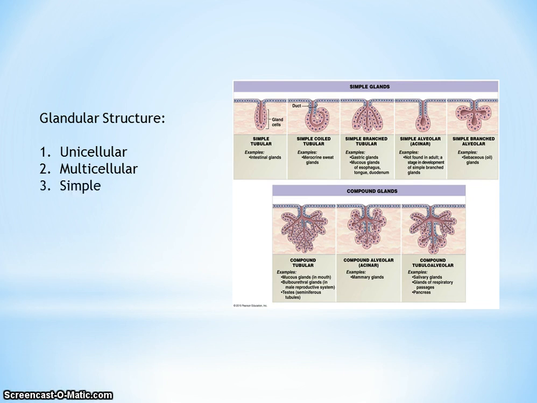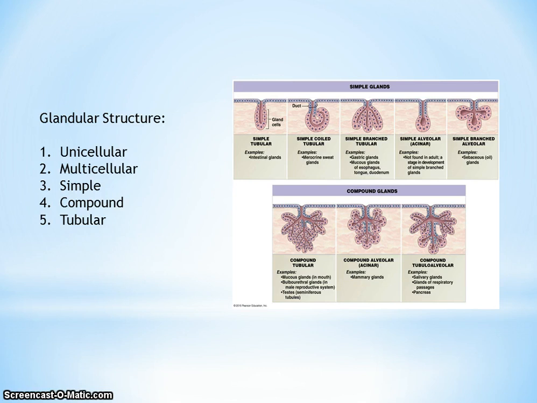Now, of the multicellular glands, we can group them into two types. The first one being simple, where there is a single duct that is draining that gland. Second group would be the compound, where you have a bunch of branching ducts that are draining out onto the surface.